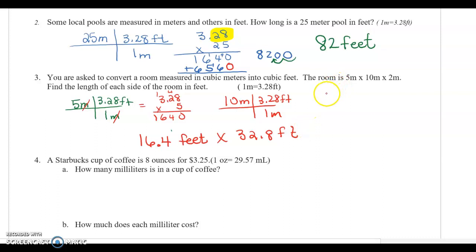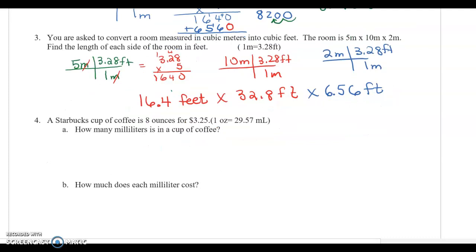And then for the next one, you're going to do that for the 2 meter side. And you're just going to take 2 meters times 3.28 feet. And you can do that by hand by multiplying the 2 times the 8 to get 16. Carry the 1. 2 times 2 is 4. That's 5. And then 2 times 3 is 6. So 656, and you move the decimal point over to get your final answer, 6.56 feet.